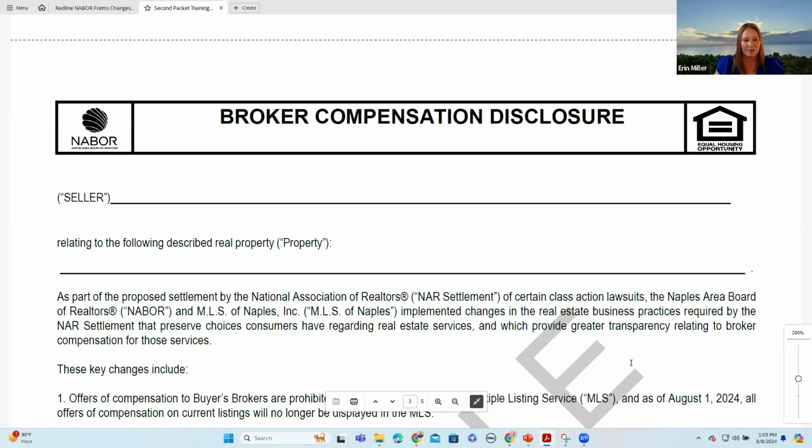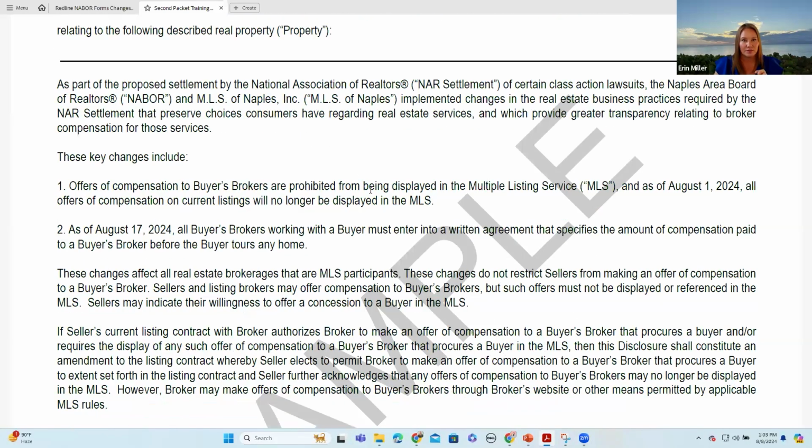As part of the proposed settlement by NAR of certain class action lawsuits, the Naples Area Board of Realtors and MLS of Naples implemented changes required by the settlement that preserve choices consumers have regarding real estate services and which provide greater transparency related to broker compensation. The middle provisions highlight 2 of those key changes. Number 1, that offers of compensation to buyers brokers are prohibited from being displayed in the MLS. And as of August 1st, all offers of compensation on current listings will no longer be displayed in the MLS.